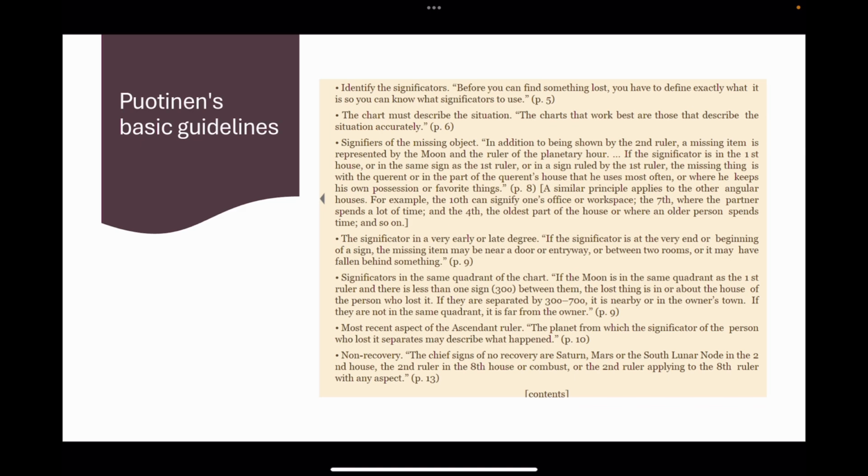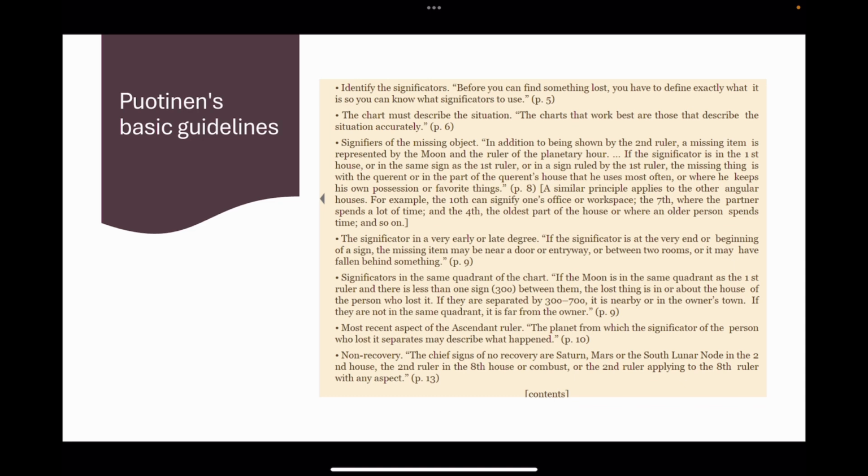We also look to see how close the moon is to the first house ruler, because again, remember, the moon is also representing the mislaid object. So if they are in the same quadrant, then that typically is a good sign because it shows that the item is near them or it is in or about the house.